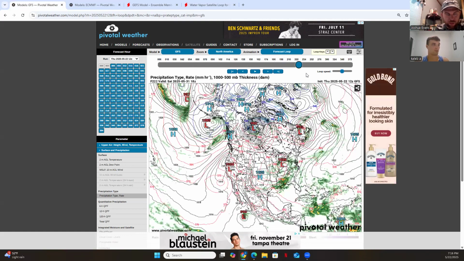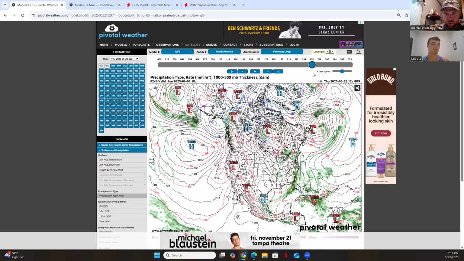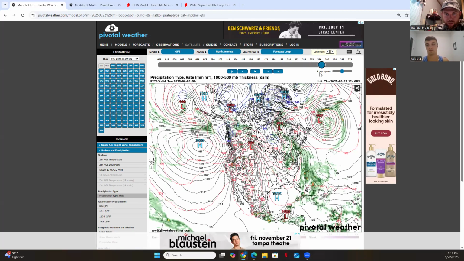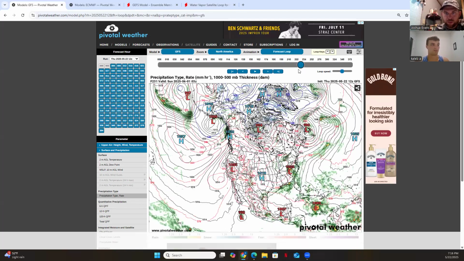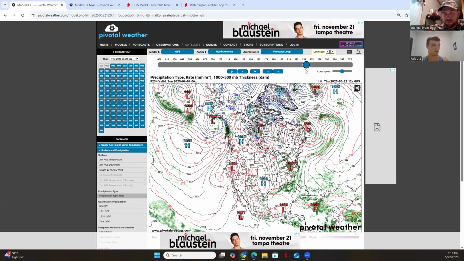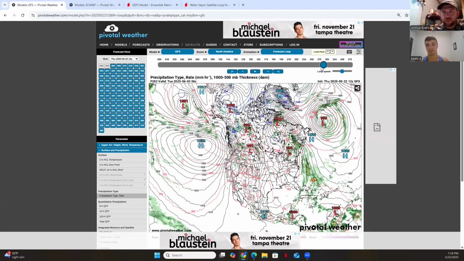And by hour 234, we have something. Well, guess what? It's hour 234. And what does this model even do with it? Nothing. It gets absorbed into a larger mid-latitude cyclone. So by this point, this is model fantasy land. This is just the model being a goober, and this is never going to happen.